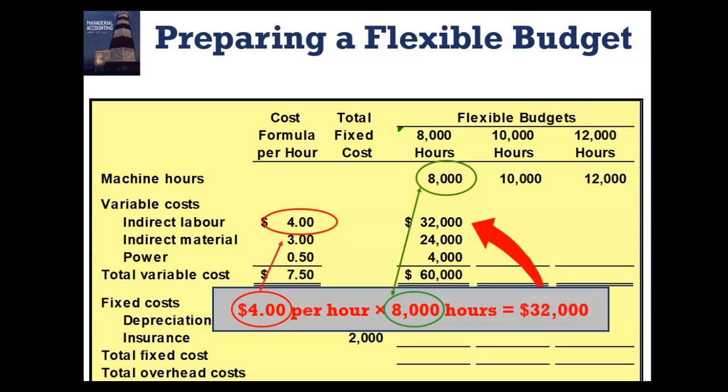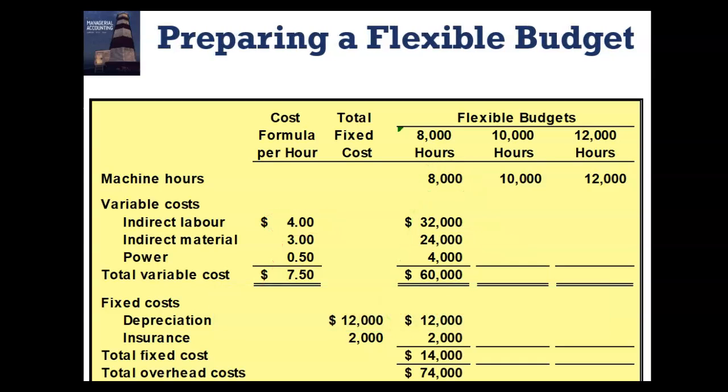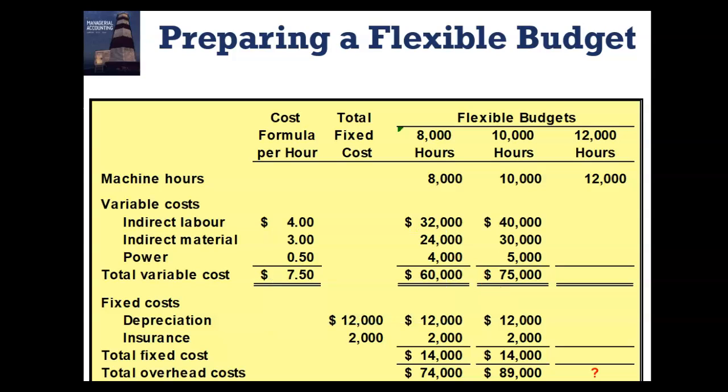That's a different story. So if we know that indirect labor is $4 an hour, and we have 8,000 hours, we can calculate that if we do a flexible budget, our indirect labor should cost us $32,000, and so on. We have $3 per hour of indirect materials times 8, that's 24,000. Our power, 0.5 times 8, is 4,000. So our total variable cost at 8,000 hours is 60,000. So this is our flexible budget. We were able to do that because this was our static budget at 10,000 hours.